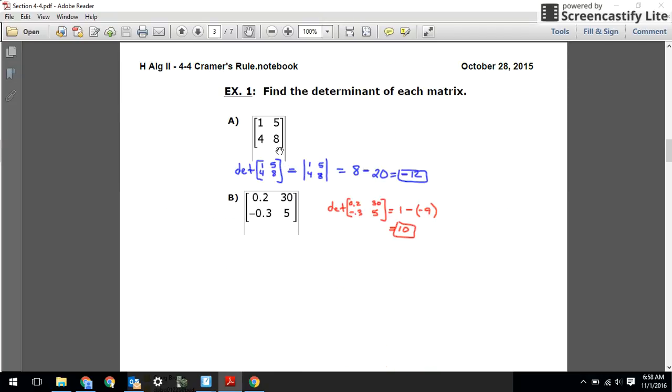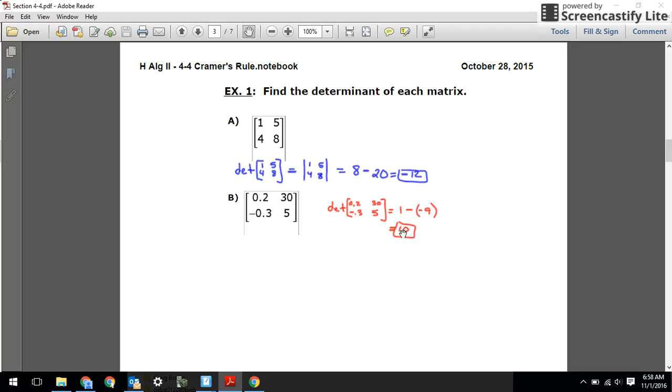Okay, so here's a couple determinants for you. So the determinant of this matrix, 1 times 8 is 8, 5 times 4 is 20. So notice here that the notation, you would write DET, the determinant of that matrix, which is also equal to the straight line version of that. So it looks like a big absolute value, but again, not really anything to do with an absolute value. 8 minus 20 is -12. So the determinant of this matrix is -12.